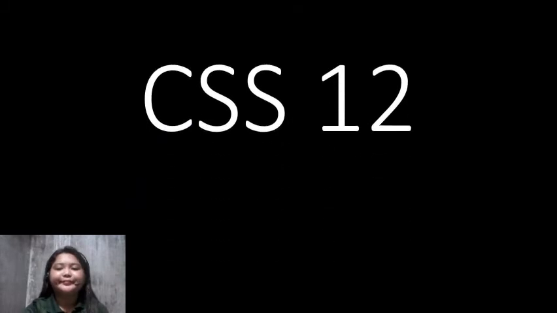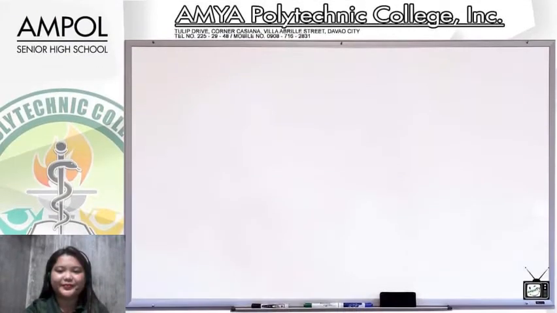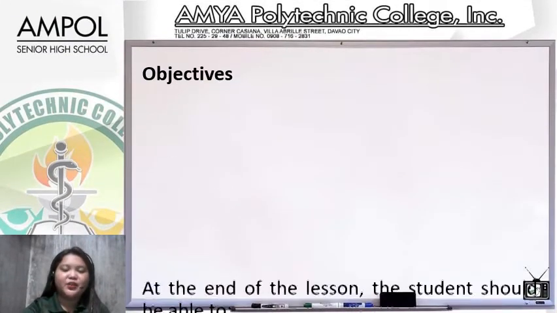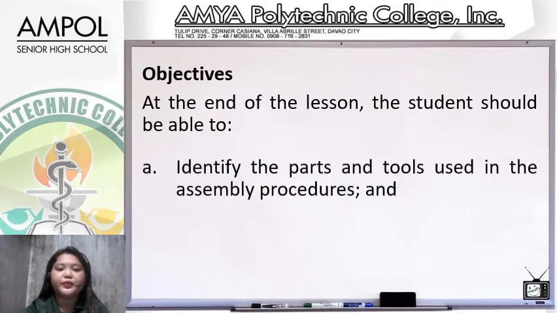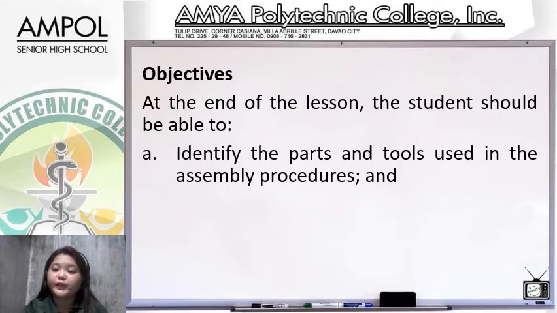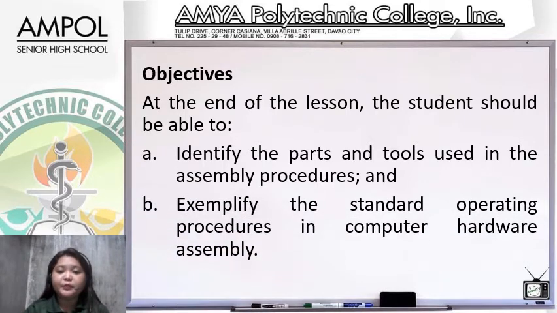And now we are going to discuss a new topic. Before that, let me first read to you the objectives of our lesson for today. At the end of the lesson, the student should be able to: A, identify the parts and tools used in the assembly procedures, and B, exemplify the standard operating procedures in computer hardware assembly.